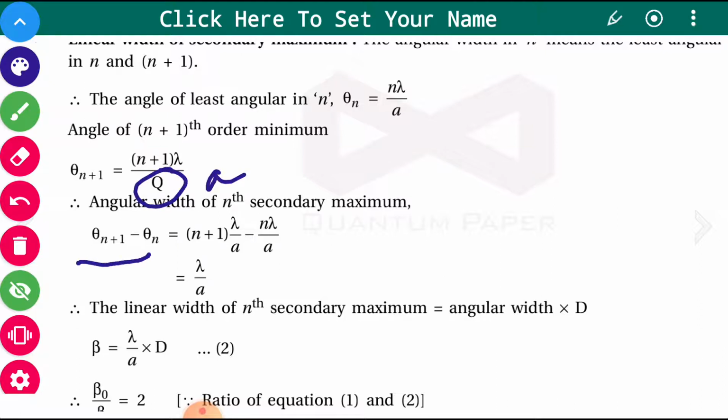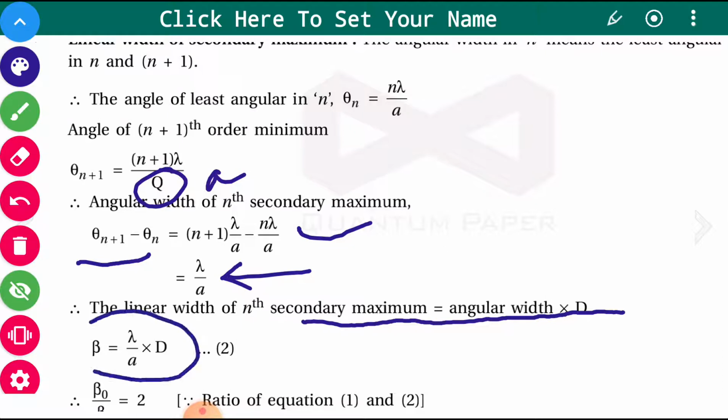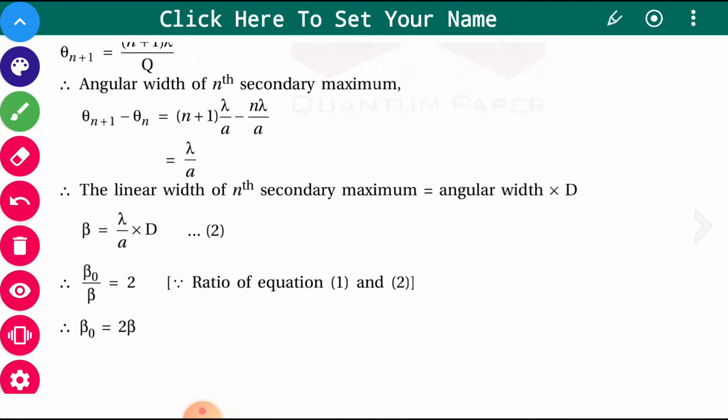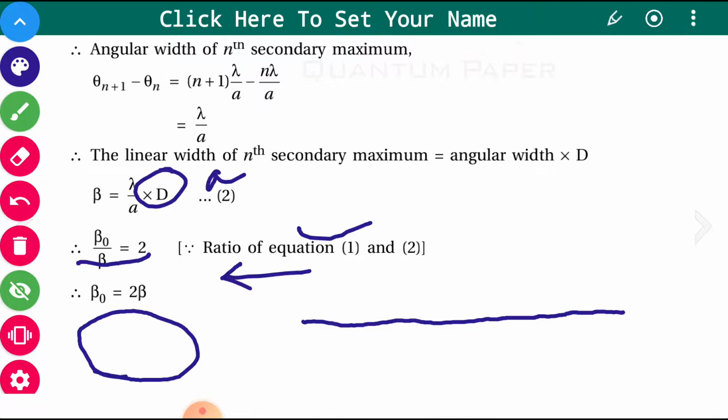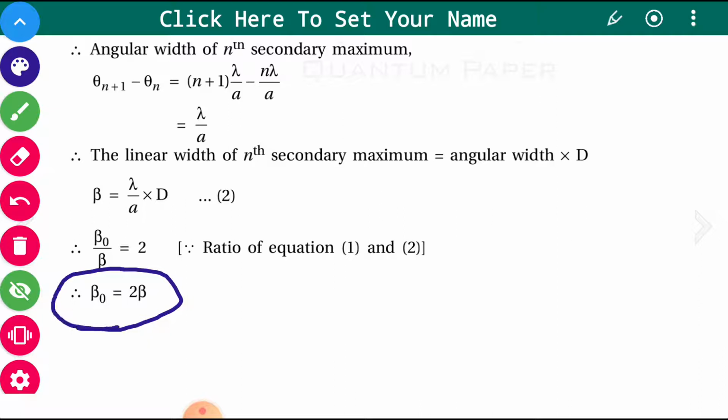So theta n plus 1 minus theta n will be (n plus 1) lambda upon a minus n lambda upon a, so it becomes lambda upon a. The linear width of the nth secondary maximum, that is the angular width multiplied by D, becomes lambda D upon a. And beta 0 upon beta, if you take, that will be equal to 2. We can say beta 0, the linear width of the central maximum, is double the width of the other secondary maxima, that is beta 0 is equal to 2 times beta.